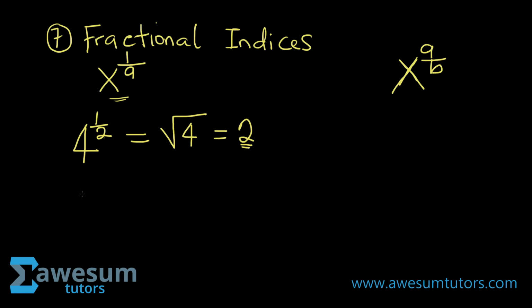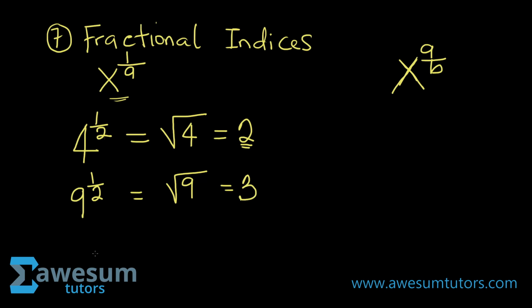Okay, what about if I have 9 raised to the power of 1 over 2? Take note, your index is also a fraction. And what is the denominator? 2. So it's going to become square root. Square root of what? The base. Your base is 9. So what is the square root of 9? Square root of 9 is 3.